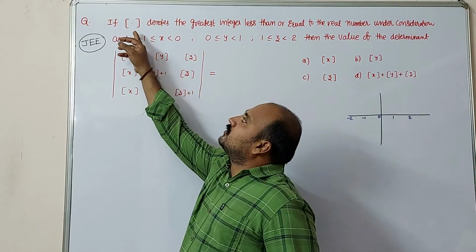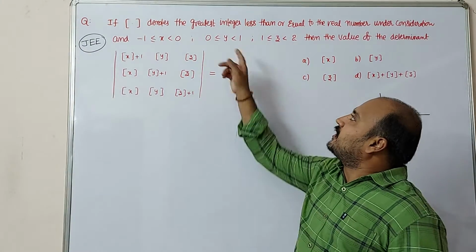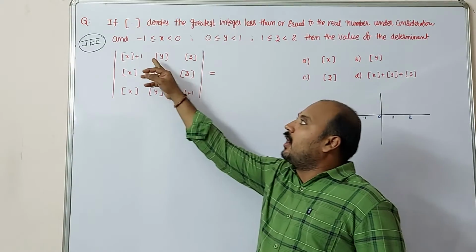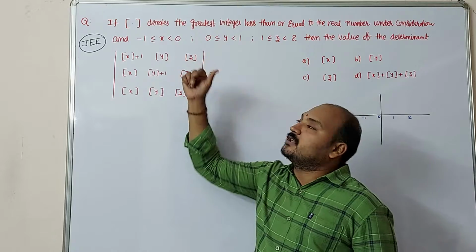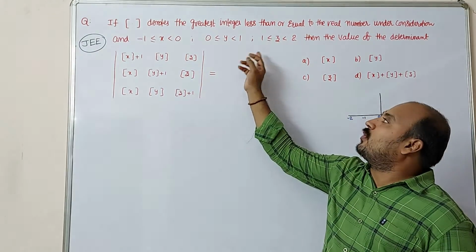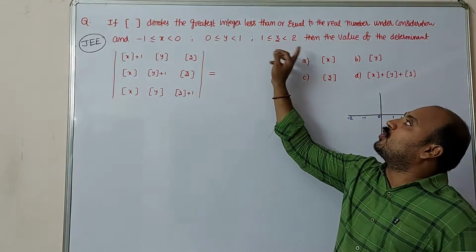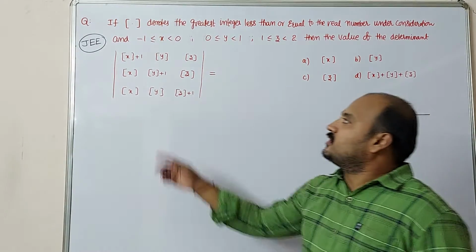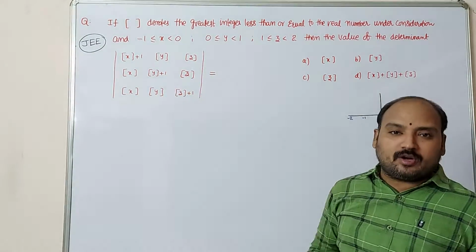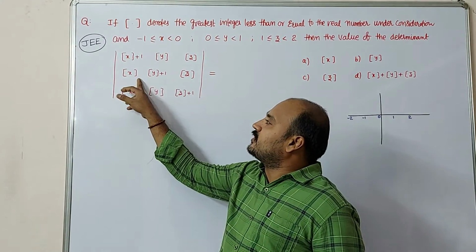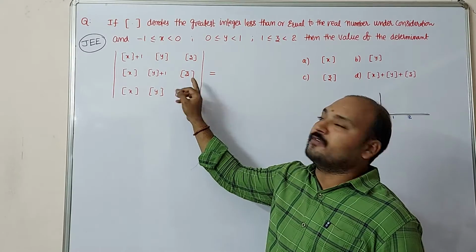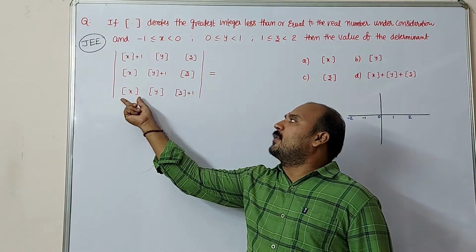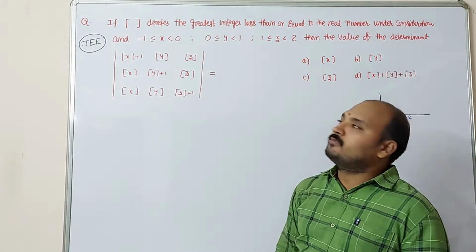If the step symbol denotes the greatest integer less than or equal to the real number under consideration, and minus 1 is less than or equal to x is less than 0, 0 is less than or equal to y is less than 1, 1 is less than or equal to z is less than 2, then find the value of the determinant with rows: [x]+1, [y], [z]; [x], [y]+1, [z]; [x], [y], [z]+1.